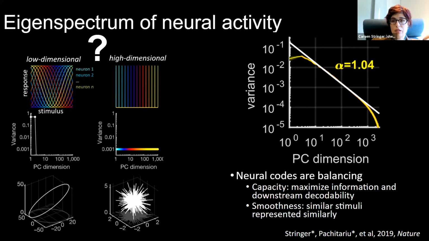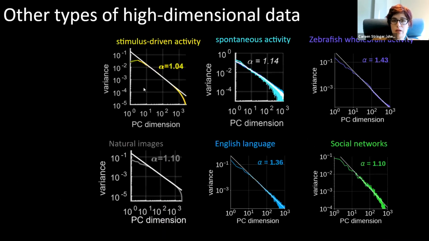And it's not just because we saw it in this data, we also saw it across various data. So this is the stimulus-driven eigenvalue spectrum. If we look at spontaneous activity, so this is when the mouse is in the dark and there's no stimuli coming into the mouse, basically we're not showing stimuli on the screen, and we're looking at visual cortex activity, we also see a power law decay of the neural activity. If you look at zebrafish whole brain activity, you see a power law decay.